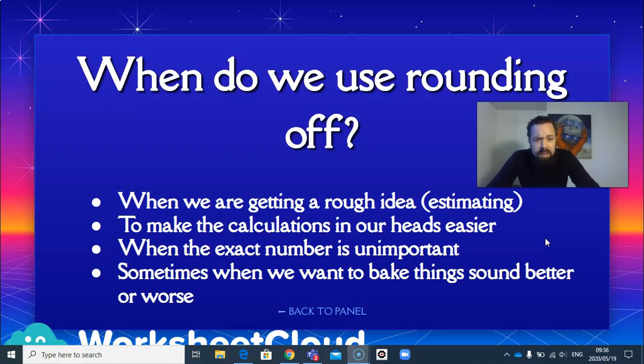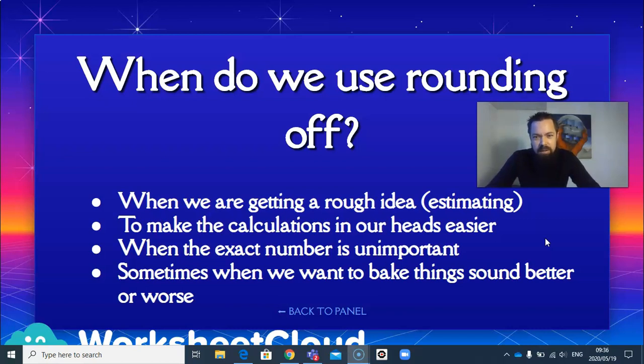Also, when exact numbers are unimportant. Let's say you're a very rich person and you've just bought a car and you're very proud of your car, and you're chatting to a friend and the friend asks you how much your car cost, and you could say it was 985,000. It's a very expensive car.